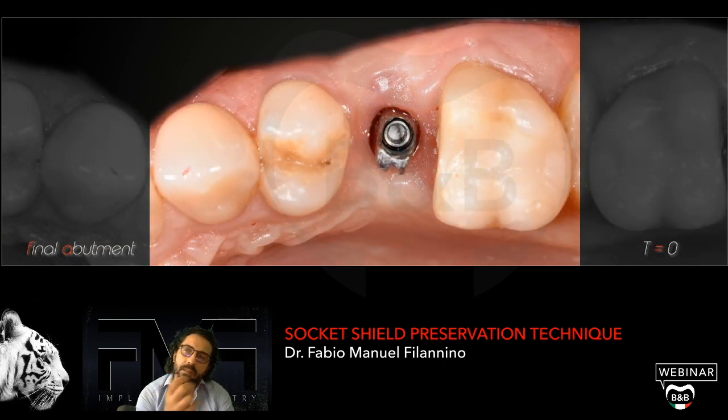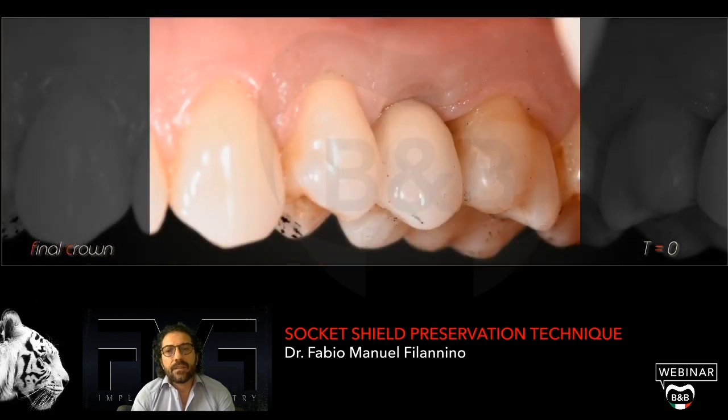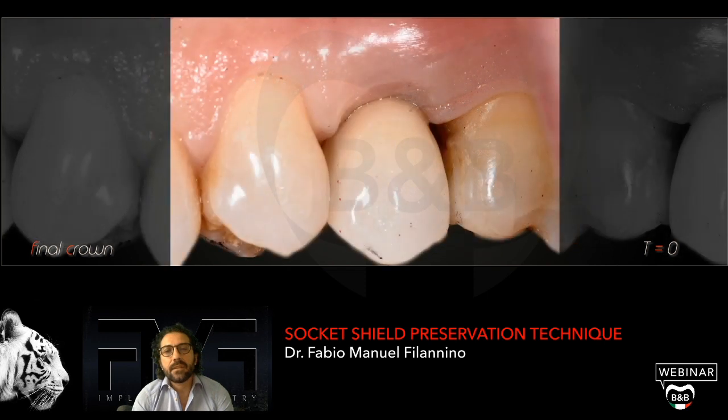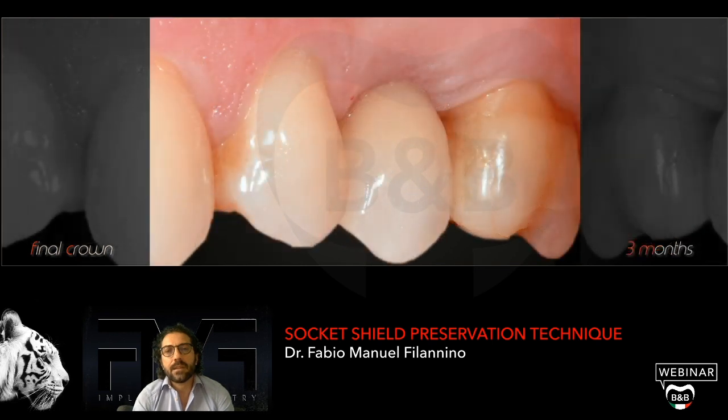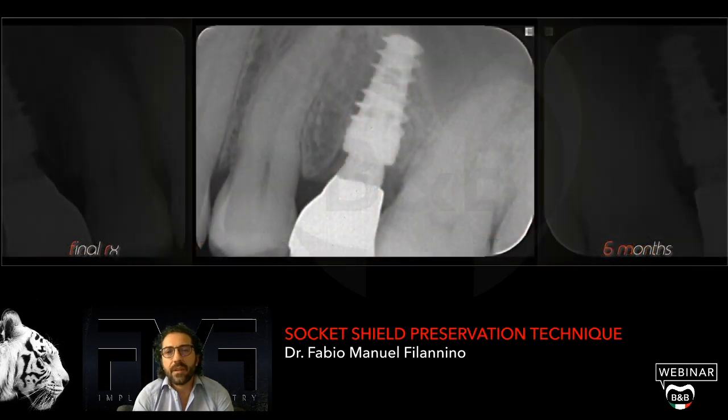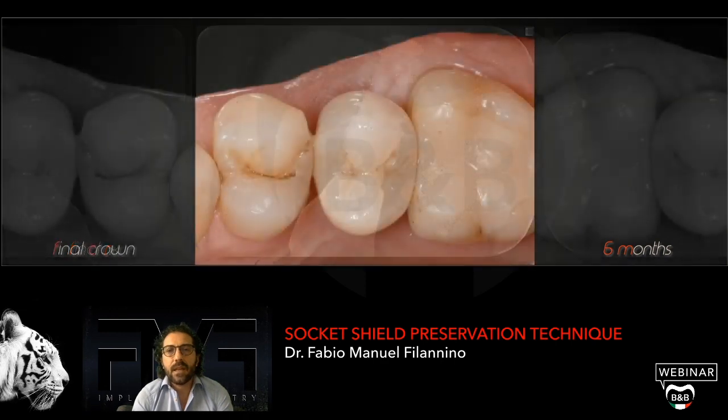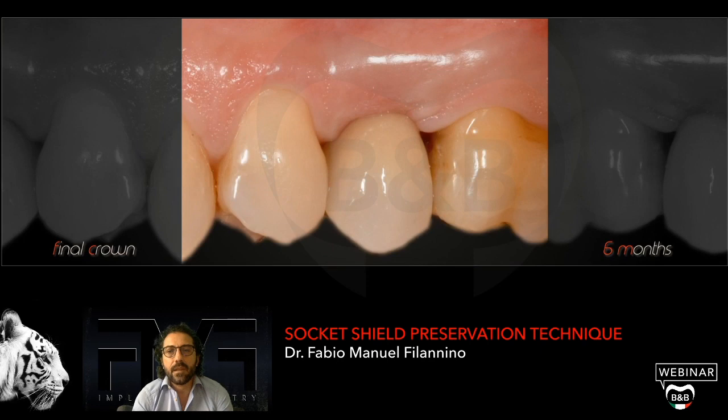the transmucosal portion and the final abutment at time 0. The final crown at time 0 of the delivery, and this is a buccal aspect, but still we can see that we maintained the volume buccally. The patient is very happy because she looks like she never changed her crown, and this is the X-ray after 6 months, and the final crown in place after 6 months.